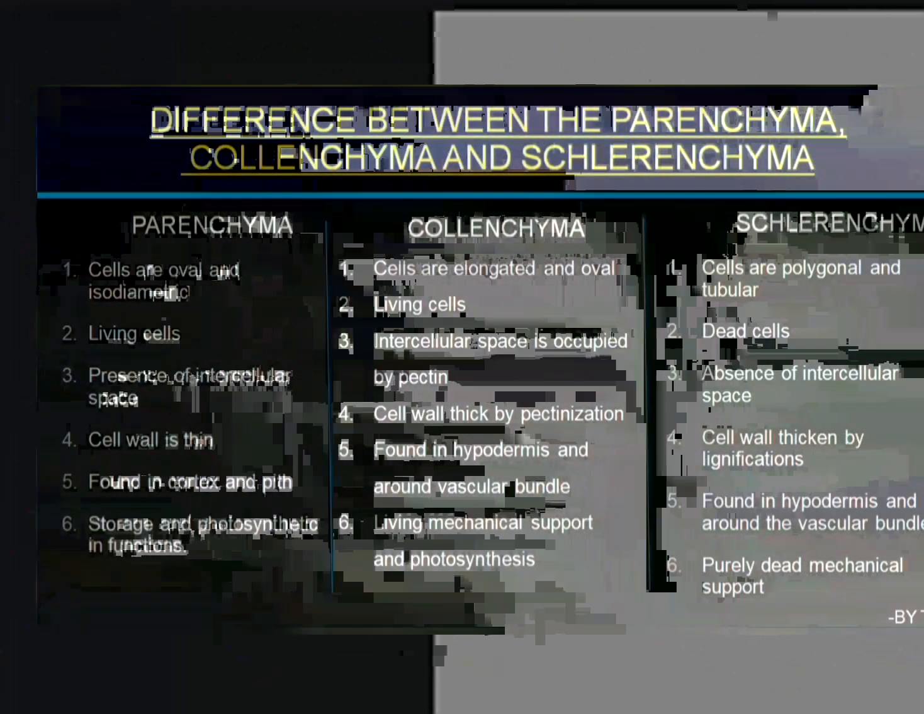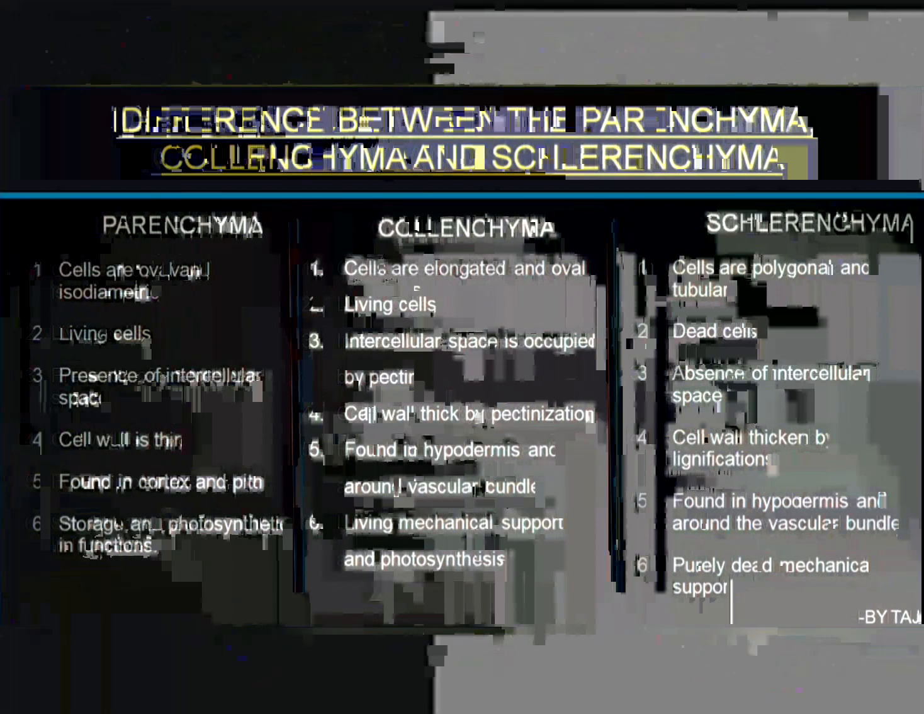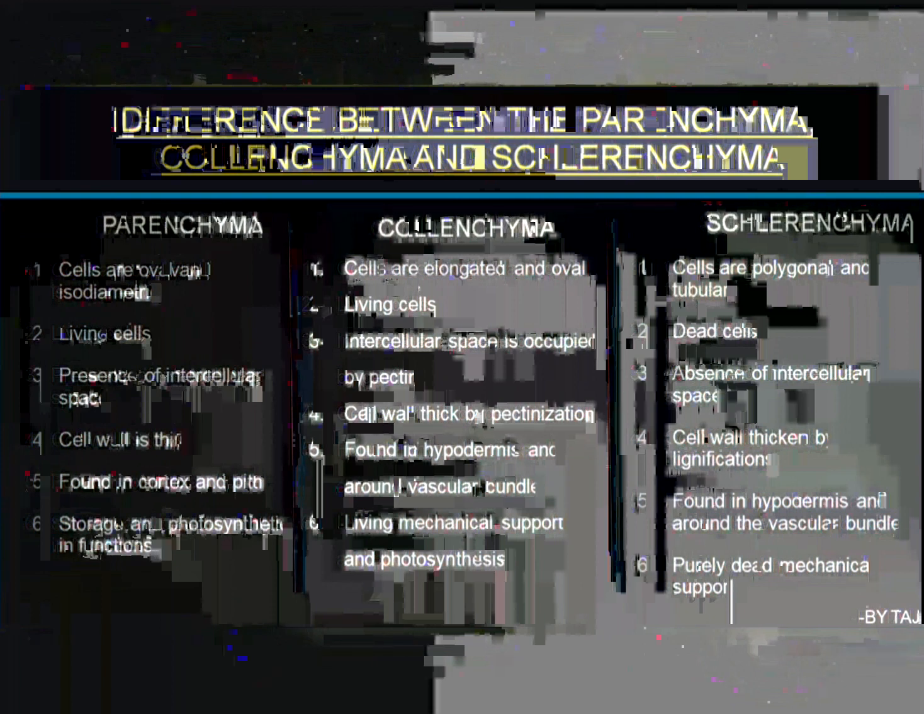Coming to the difference between parenchyma, collenchyma and sclerenchyma cells. First I will discuss the parenchyma cells. These cells are oval and isodiametric in shape. These are living cells with intercellular spaces. The cell wall is very thin because of the absence of wall material. They are found in the cortex and pith region of the plant, and storage and photosynthesis are their functions.